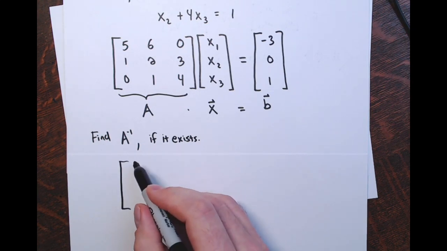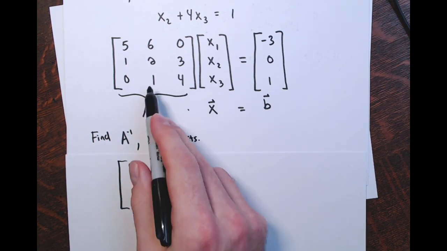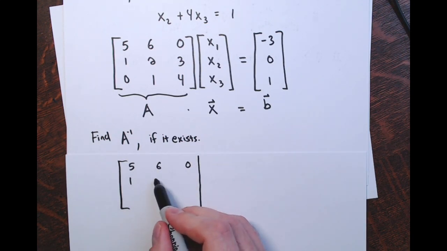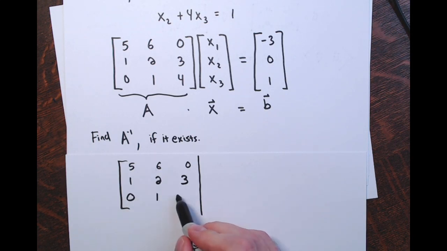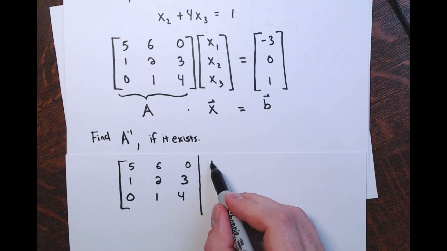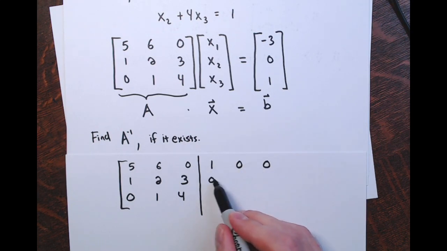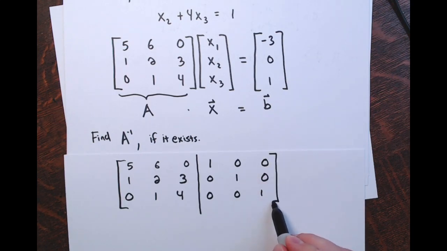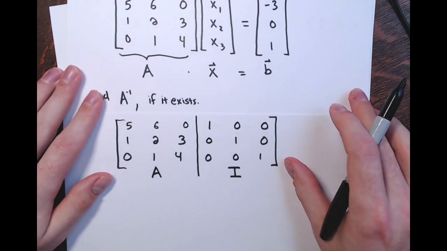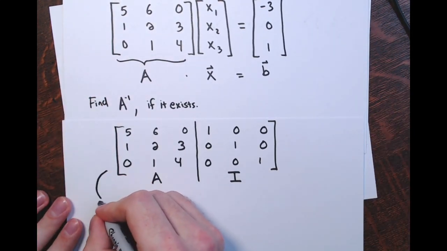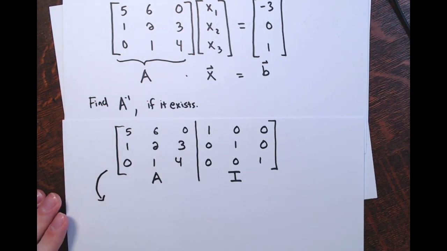augmented matrix method where I put matrix A on the left, the 5, 6, 0, put a little bar here. 1, 2, 3, 0, 1, 4. And then the identity matrix on the right, the 3x3 in this case, because it's a 3x3. So 1, 0, 0, 0, 1, 0, 0, 0, 1. So the matrix A on the left, the identity matrix on the right. And then you perform row operations. Now I'd have the calculator do it here just to save some time, but you should be able to do this by hand as well.